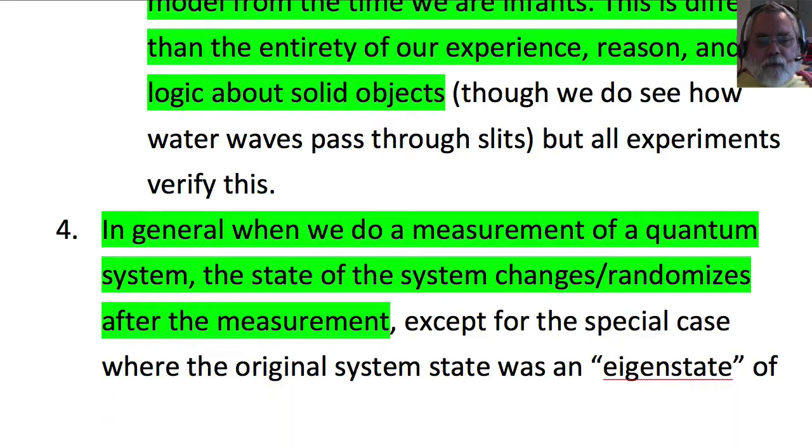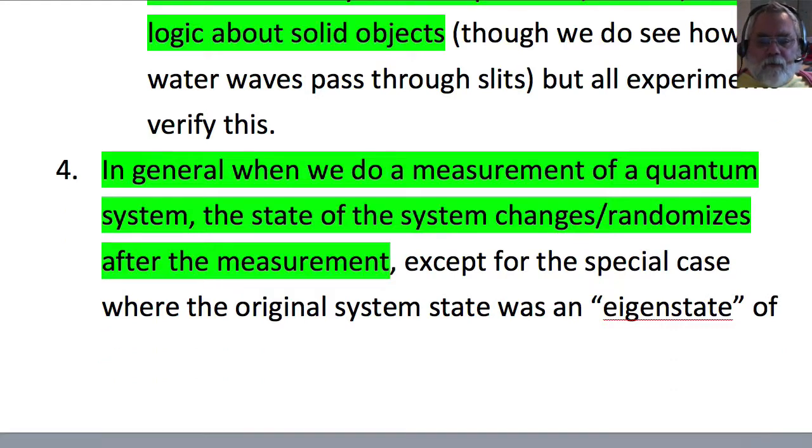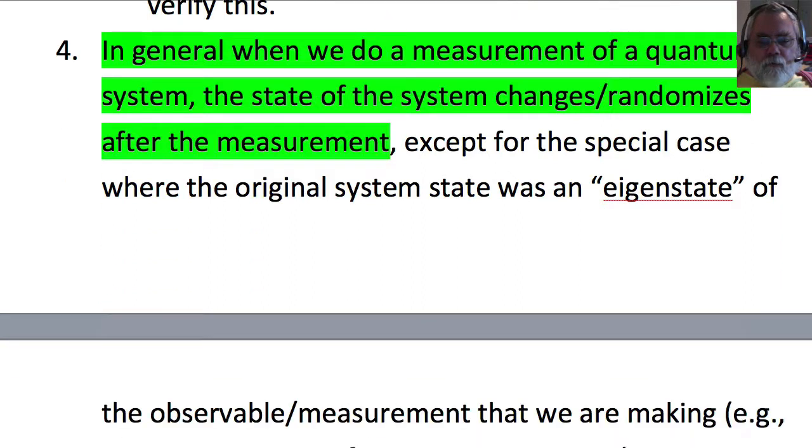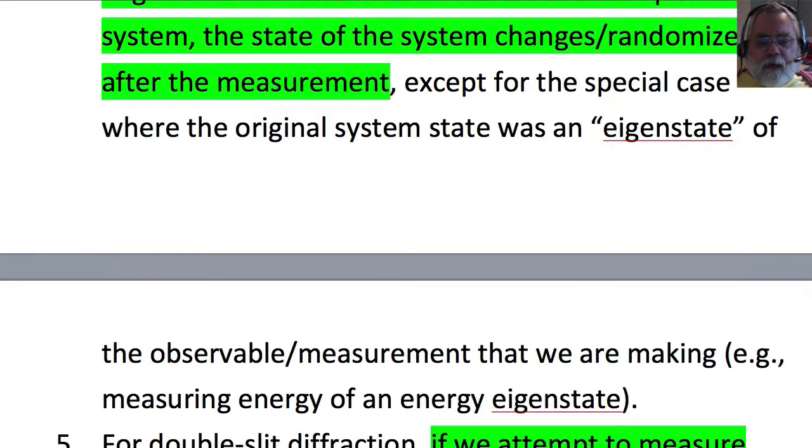In general, when we do a measurement of a quantum system, the state of the system changes or randomizes after the measurement, except for a special case that we will talk about later, about eigenstates and energy eigenstates.